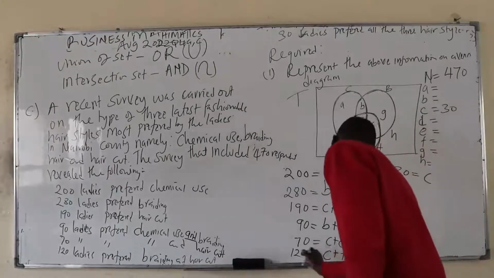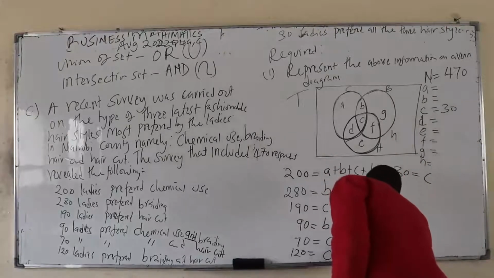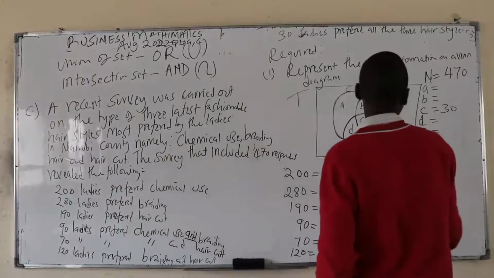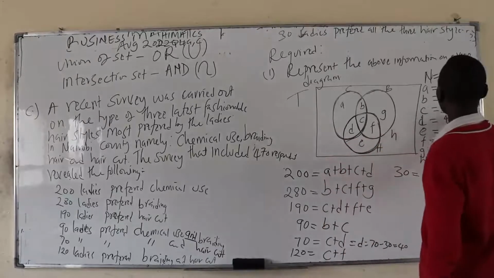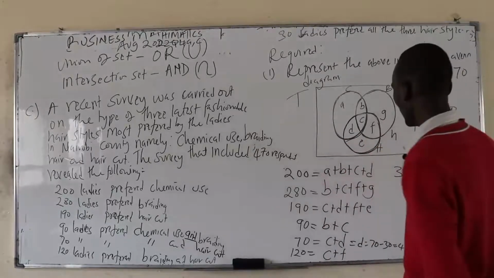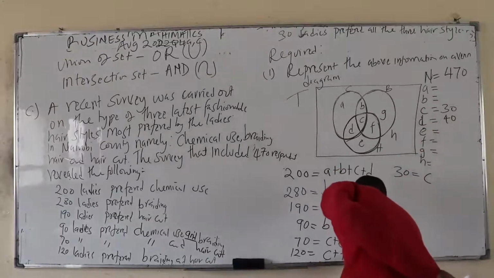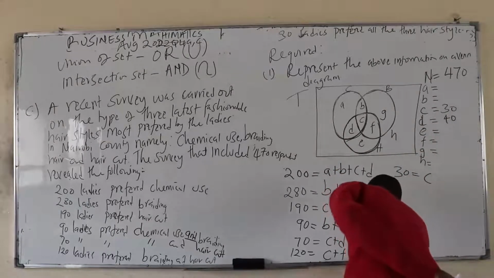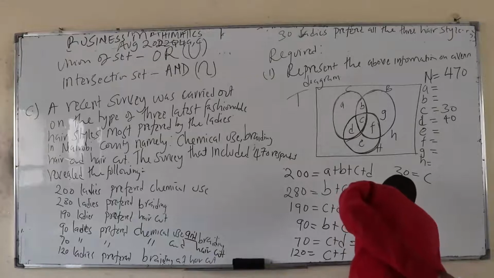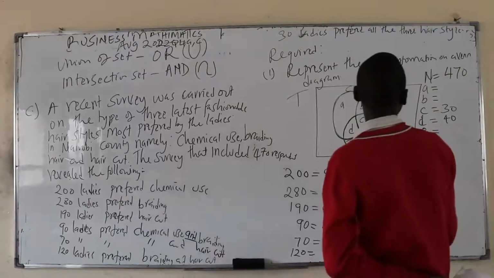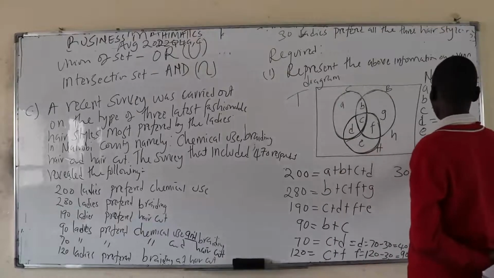Then we were told that 90 ladies preferred chemical and braiding. Mark the word "and". So you come here. What do you say was the meaning of "and"? What is common between the two? So we'll write 90.